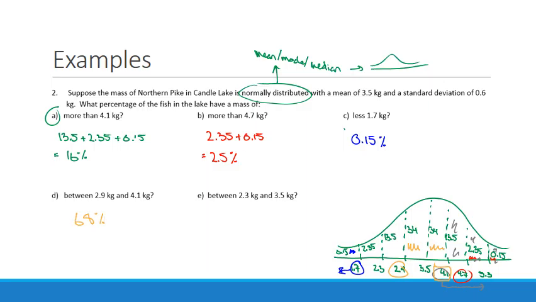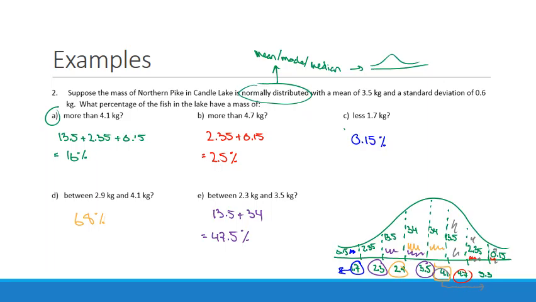And the final one, I'm going to use purple. 2.3 and 3.5, which is right here. So then we'll just add these 2 regions. So 13.5 plus 34 is 47.5%. All right, so that's how we can use this bell curve to determine what percentage of fish, in this case, fit these requirements.